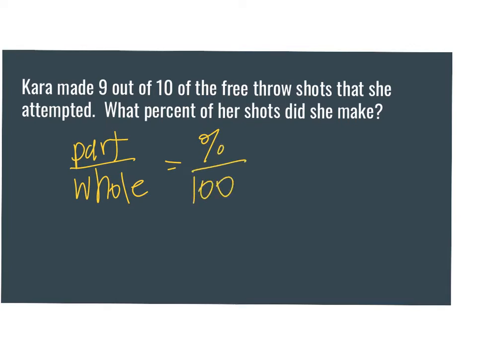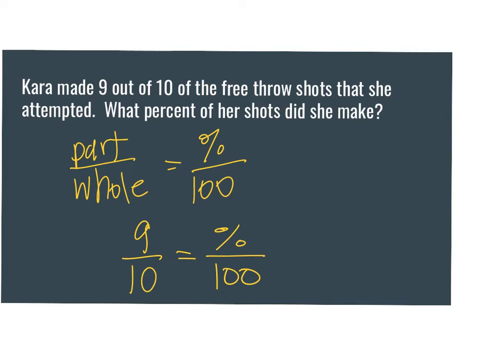If we plug the numbers from this problem into the formula, we can easily solve for percent. We know Kara made 9 out of 10 of the free throws, so 9 is part of the 10 shots. My first fraction is going to be 9/10, equal to percent over 100. Yesterday we used our butterfly method, so let's go ahead and try that.